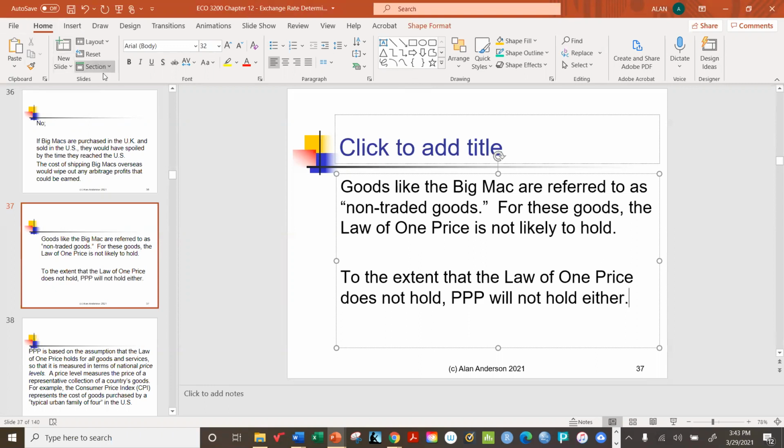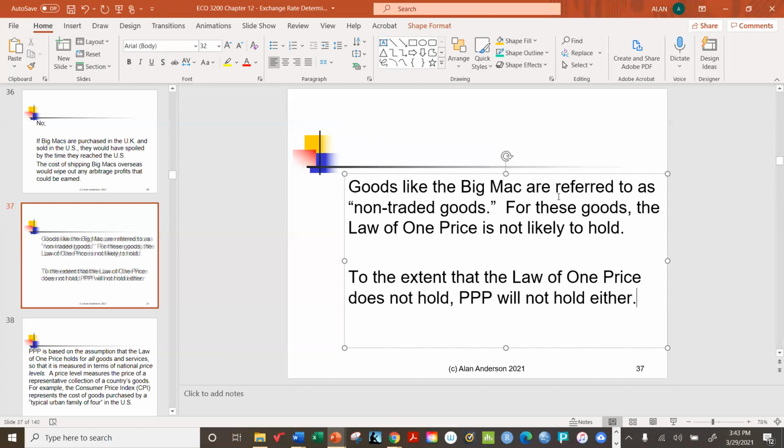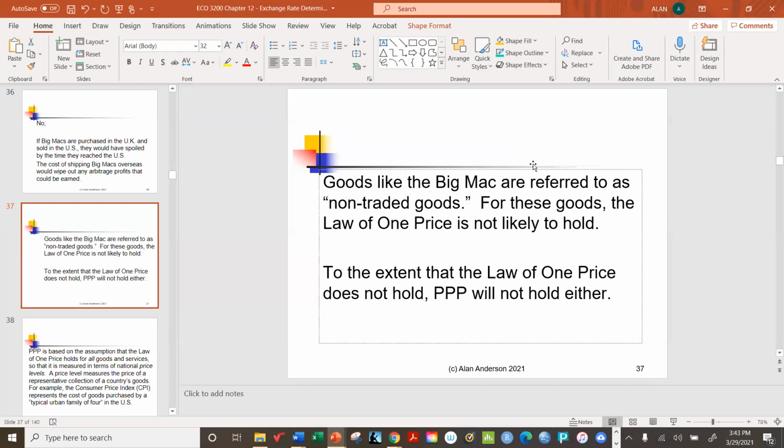Now, why did I pick the Big Mac? Because it turns out that the Economist magazine, at some point in their history, maybe in the late 80s, came up with this idea to see if PPP holds by comparing the prices of Big Macs in every country in the world. And as you can imagine, what they discovered is that it doesn't hold very well at all.